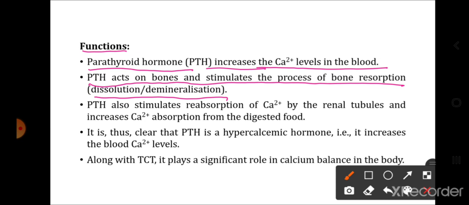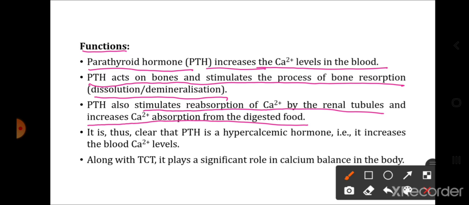ये bones पे work करता है and bone में से calcium के release को होने देता है. We know that the bones are the storage, or you can say they are the reservoirs of calcium and phosphorus. So जब calcium का level decrease होता है तो blood में से कैल्शियम का रिलीज होता, बोन में से कैल्शियम का रिलीज होता है. इट ऑल्सो स्टिम्युलेट्स द रीएब्सॉर्प्शन ऑफ कैल्शियम बाय द रीनल ट्यूब्यूल्स एंड इंक्रीजेस द कैल्शियम एब्सॉर्प्शन फ्रॉम द डाइजेस्टेड फूड. दूसरा क्या करता है?